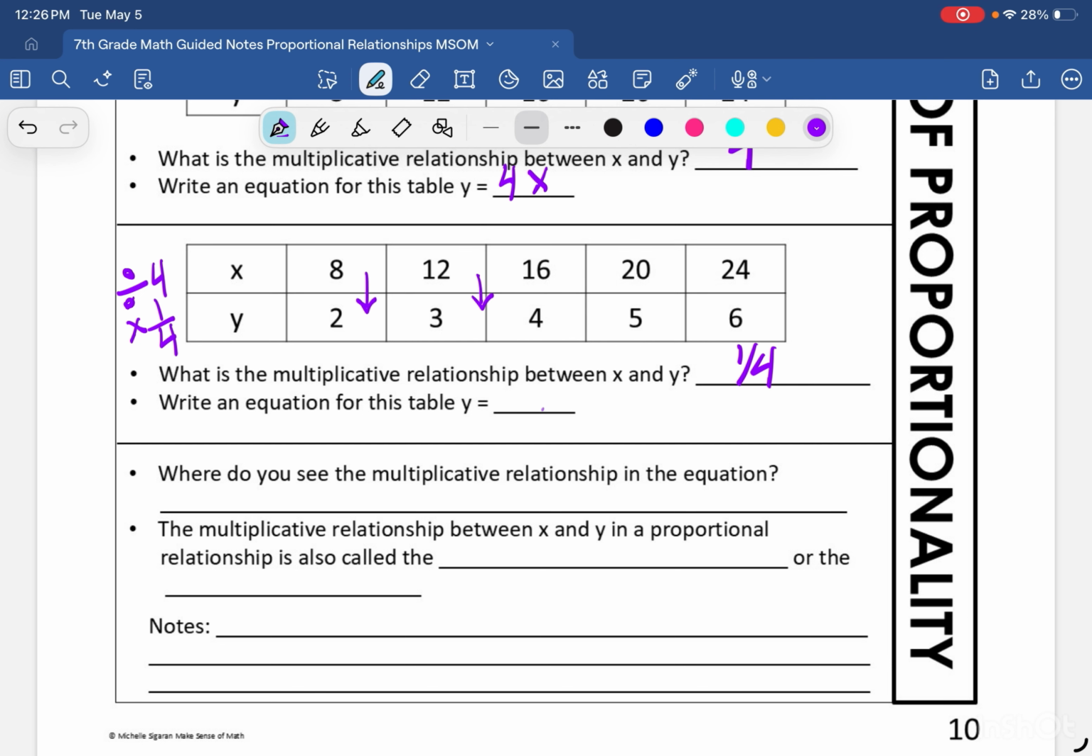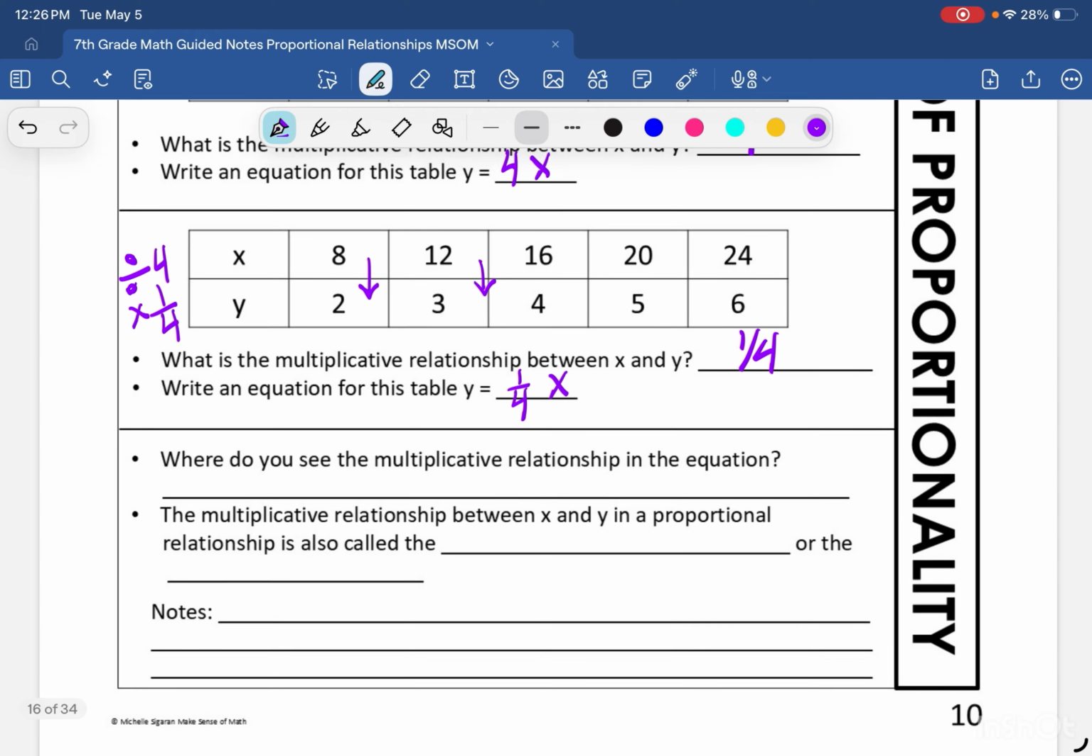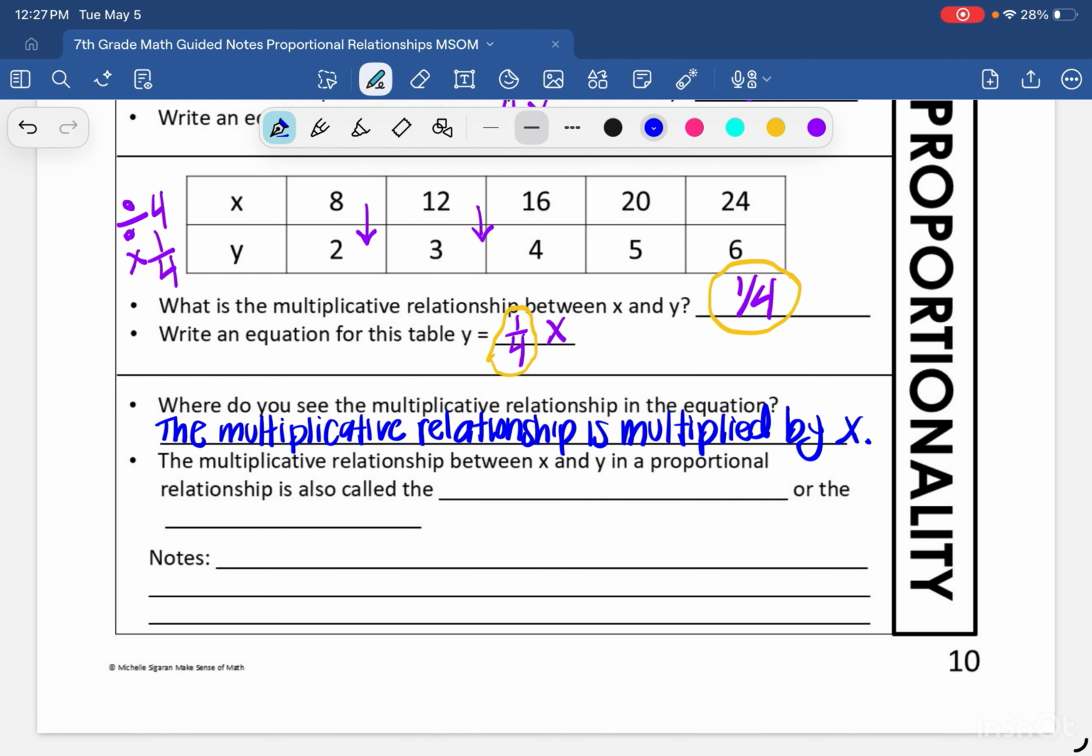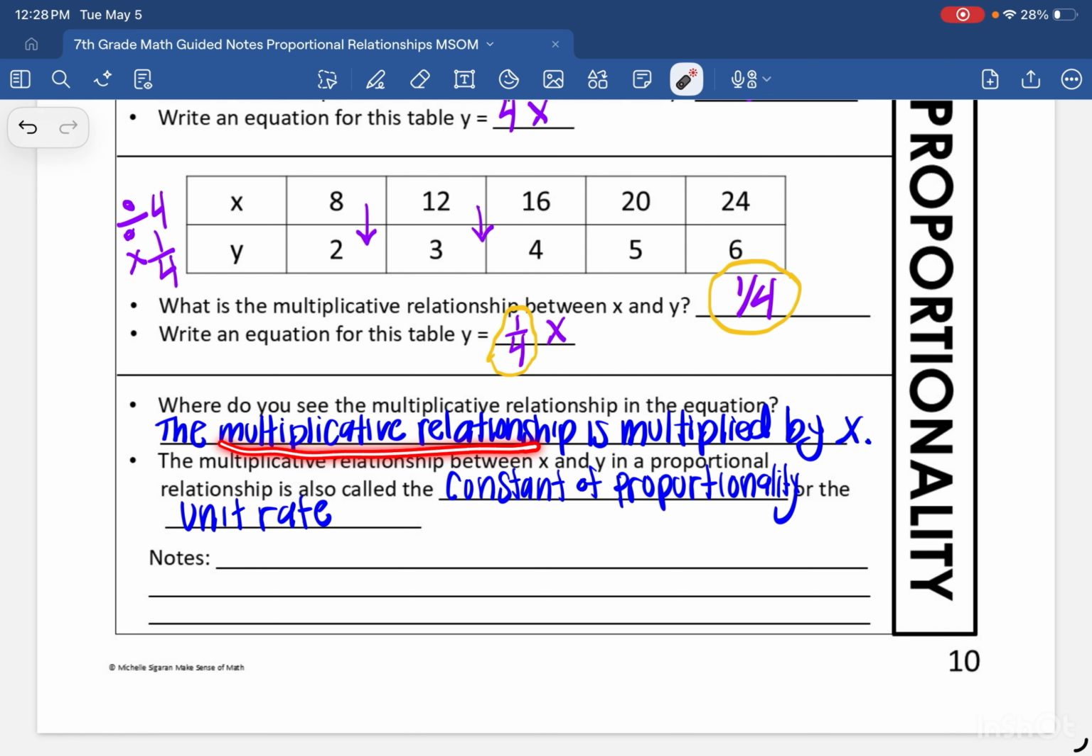Write an equation. So what do I do to x to get to y? I multiply it by 1/4. Where do you see the multiplicative relationship in the equation? What I want you to notice is that the multiplicative relationship is the constant. It is the number that is being multiplied by the x variable. We are going to give another name to that. The multiplicative relationship between x and y in a proportional relationship is also called the constant of proportionality or the unit rate. So we have three terms here: multiplicative relationship, constant of proportionality, and unit rate, and they all mean the same thing.